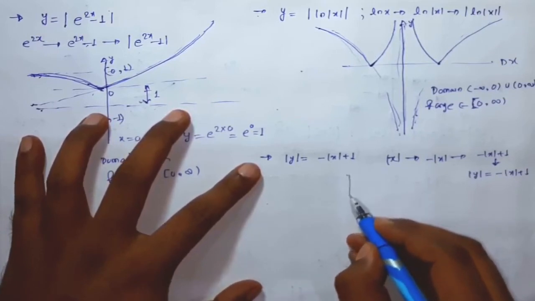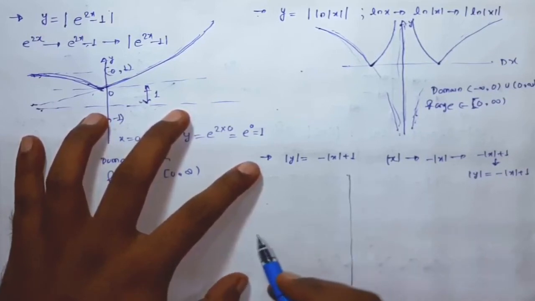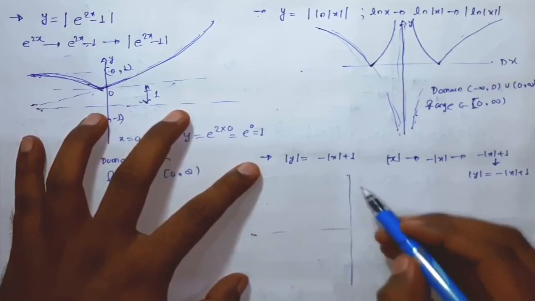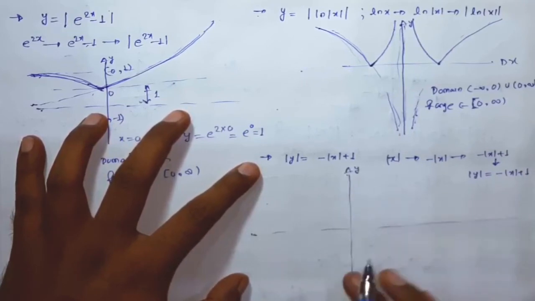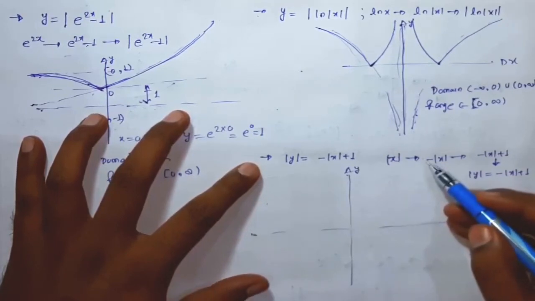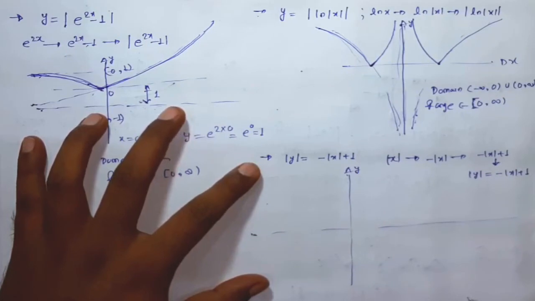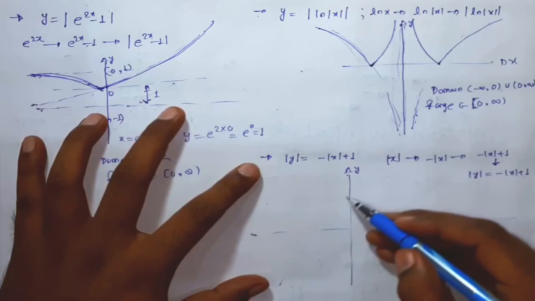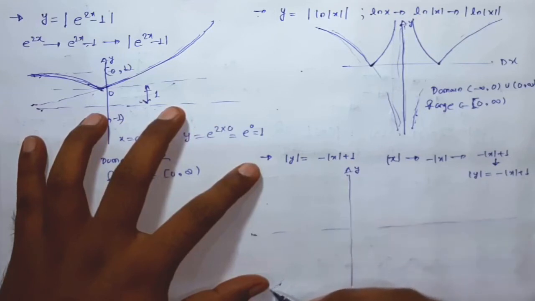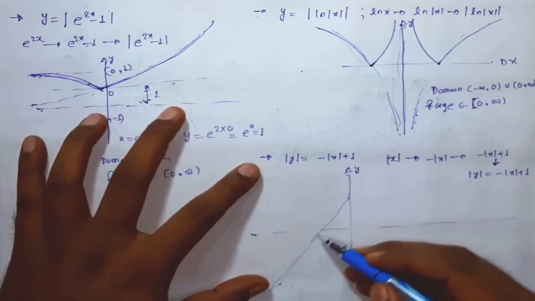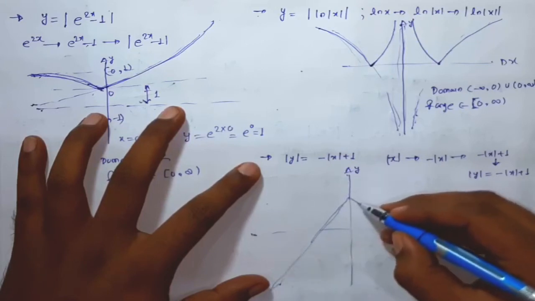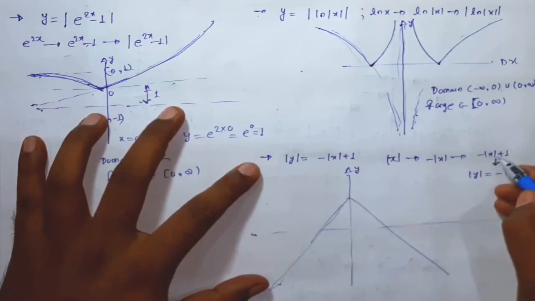Okay, this is the Cartesian plane, this is the y-axis. This is mod of x, then this will be minus mod of x. We are going to take the image in the x-axis because we are replacing y by minus y. This is minus mod of x. Now we are going to shift this by a distance of 1. Then this will become like this. So this graph, minus mod of x plus 1, will be like this.